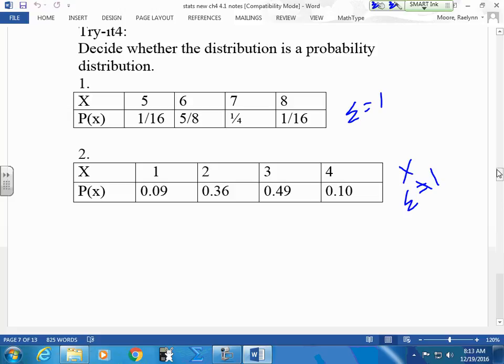Very, very basic principles. The probabilities have to be between 0 and 1, and they have to add up to 1. Very, very basic.